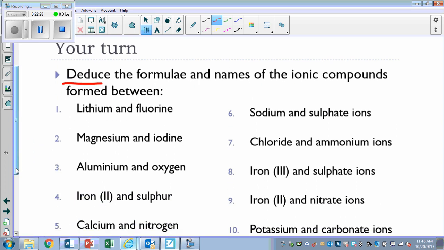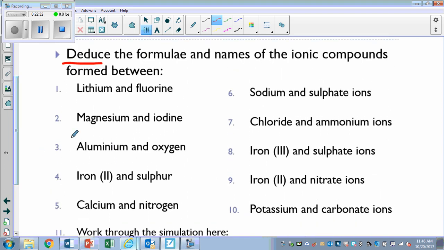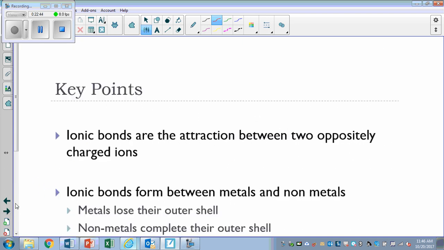So at this time you could pause the video and write the formulas. Okay, there is also a worksheet in your packet that has a list of compounds that you need to write the formulas of, and I will be grading it.